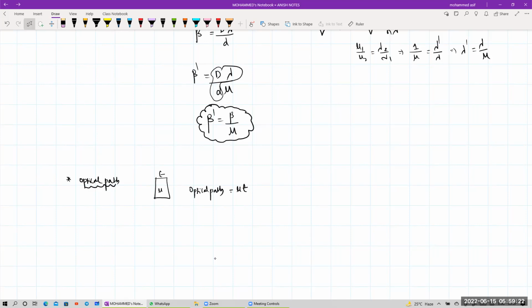ठीक है? यहाँ से यहाँ तक ये जो होता है ना, t is nothing but your thickness. डायरेक्ट फॉर्मूला याद रख लो फिलहाल के लिए. ऑप्टिकल पाथ मतलब when light is passing through a thin sheet of plastic paper, which has a refractive index of mu, optical path length is given by the formula mu into t.